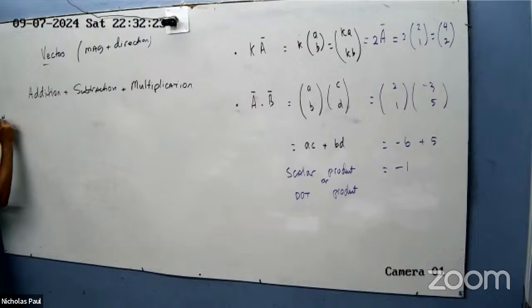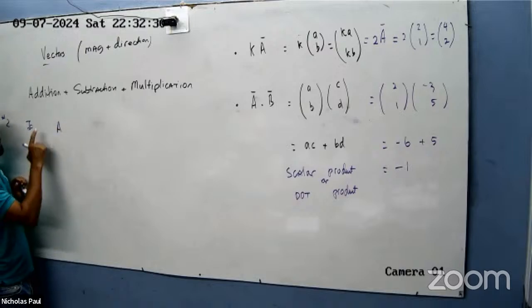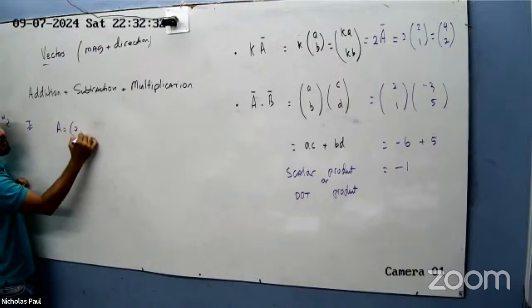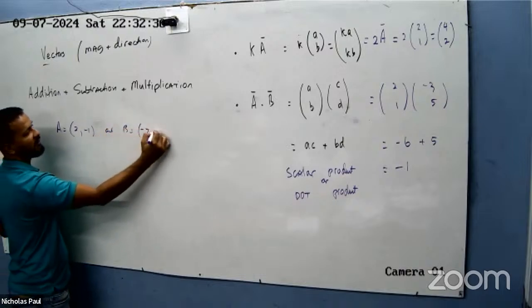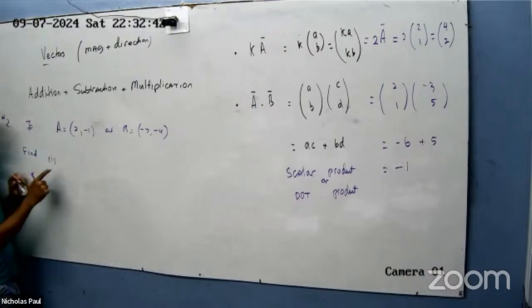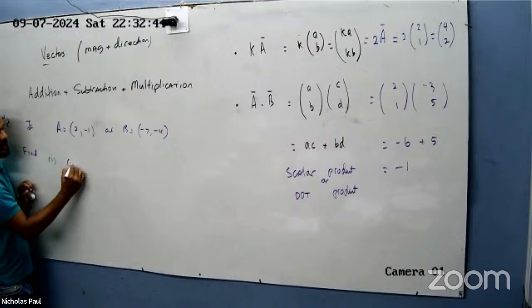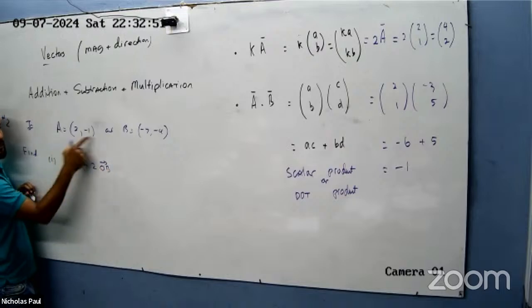Right, so let's try number two. Let's say I gave you something like this. Pay attention to the notation. Suppose I gave you the point (2, -1), and I gave you the point (-7, -4). I want you to find two things for me. I want you to find OA plus 2 OB. Look at the notation, look at what I gave you.